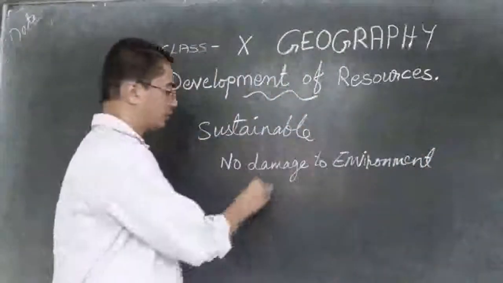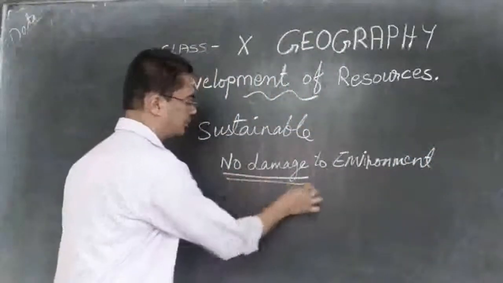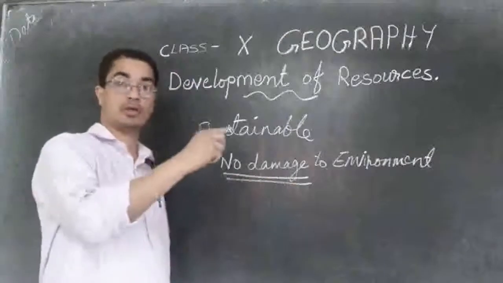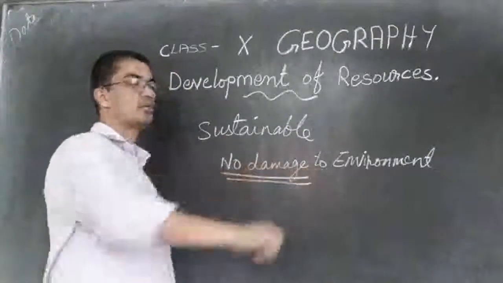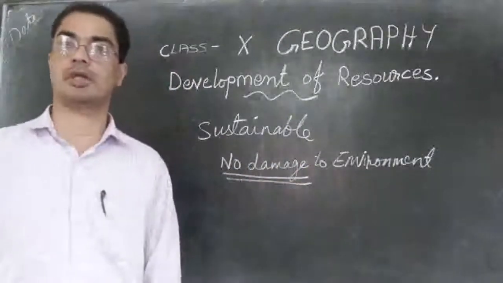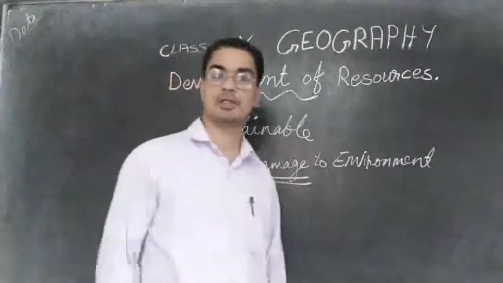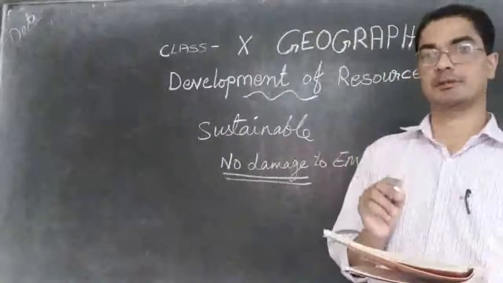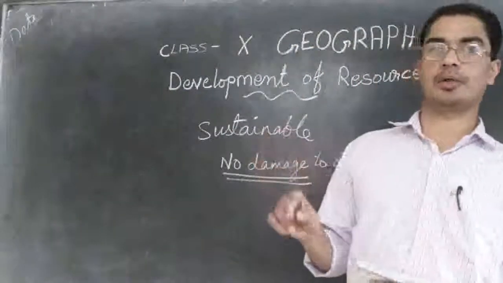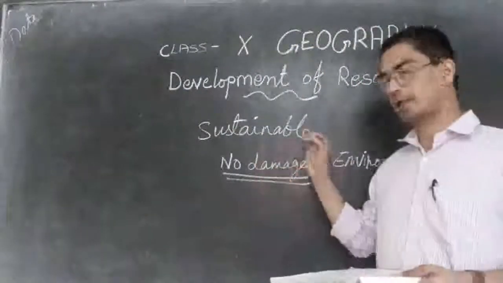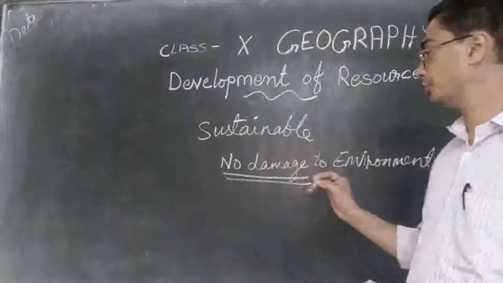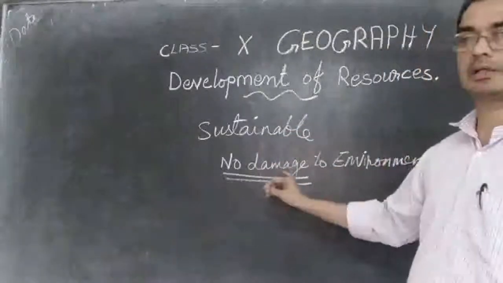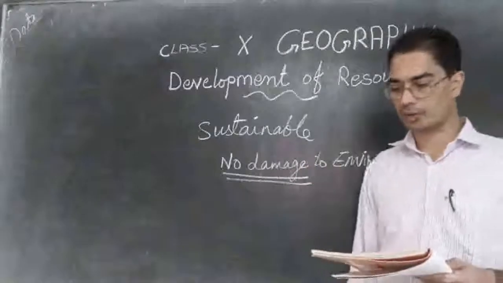So that is no damage. Development should go on, at the same time the environment should not be harmed, the environment should not be destroyed. So that is what we need to keep in mind. Every nation or every government that thinks about development should also think about protecting the environment.